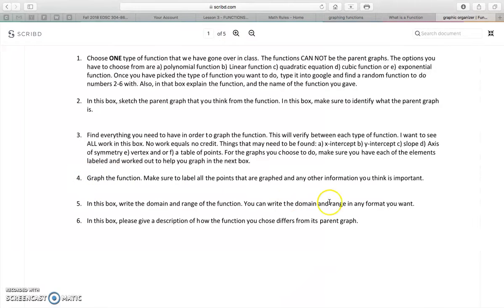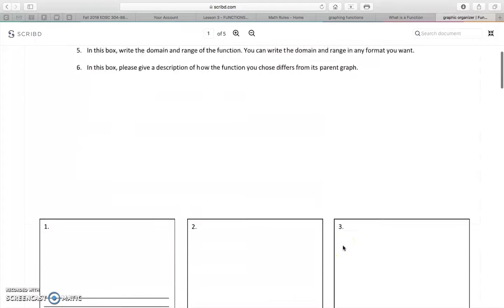In box 4, they need to graph it. In box 5, they need to state the domain and range. Also in box 4, they need to label all the points that are graphed. And then in box 6, I want them to describe the difference between box number 2 and box number 4. So basically saying what's different between the parent graph and the function they chose.